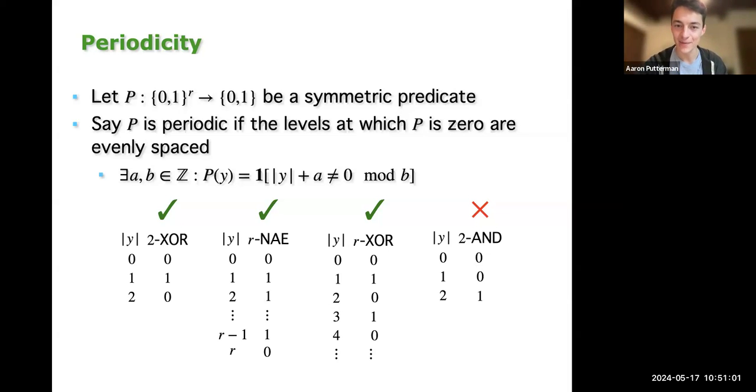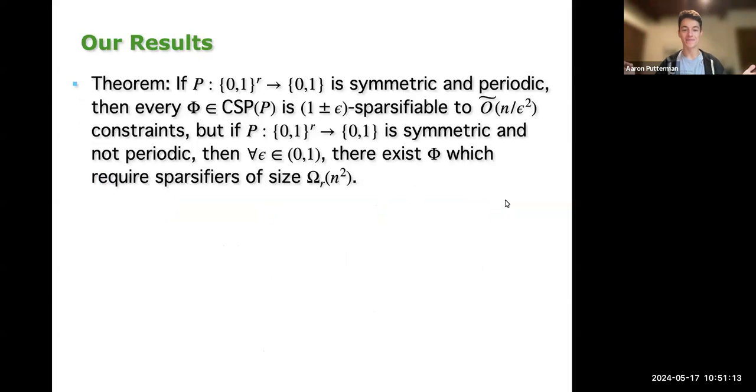whether the zeros of the function are perfectly periodic. And if there's anywhere where the zeros are not perfectly periodic, then we say it's not a periodic predicate. And the amazing result that comes out of this definition of periodicity is that it completely characterizes when CSPs are sparsifiable to linear size. In particular, if P is a symmetric and periodic predicate, then every instance of a CSP that uses this predicate P is 1 plus or minus epsilon sparsifiable to a near linear number of constraints. But if the predicate is symmetric and not periodic, then we're guaranteed that there exist instances which require sparsifiers of at least quadratic size in the number of variables n.